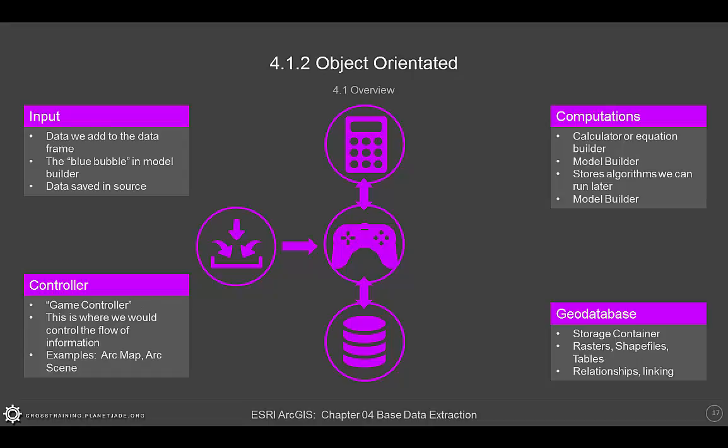And finally we have our output, and this is where we create maps that we can share with others. It's kind of our final end output. And we usually do this through the layout view in ArcMap. So after we run things back and forth from our calculator and from our Geo Database to ArcMap, we can output things using ArcMap.